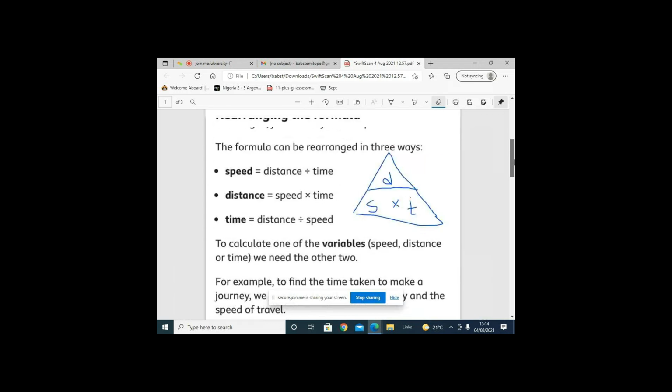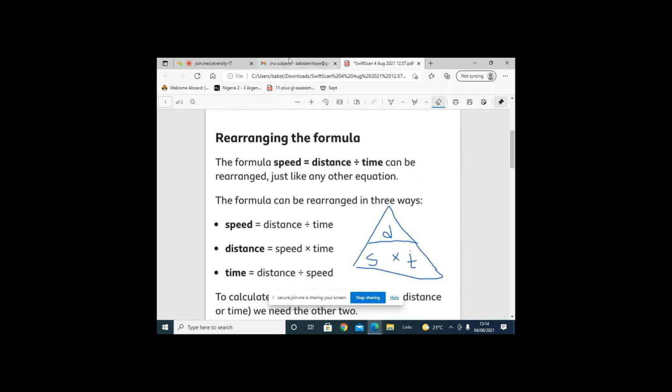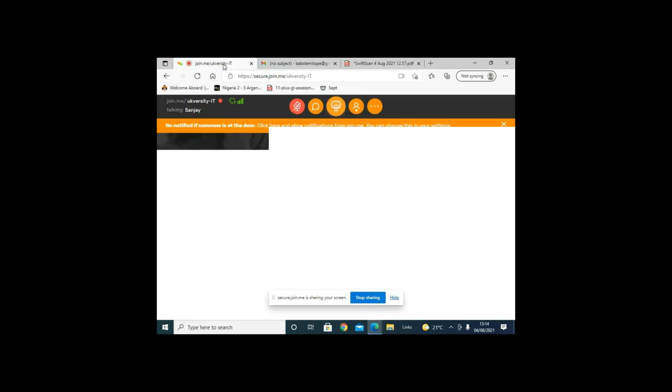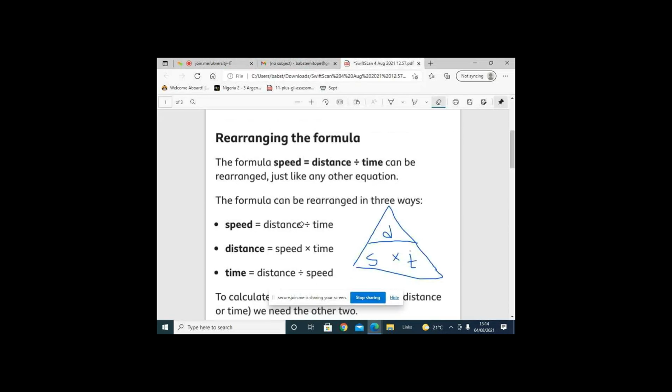So just divide that. Before we go to density, I want us to do just a few questions about speed. Then we'll move on to density quickly. Okay.